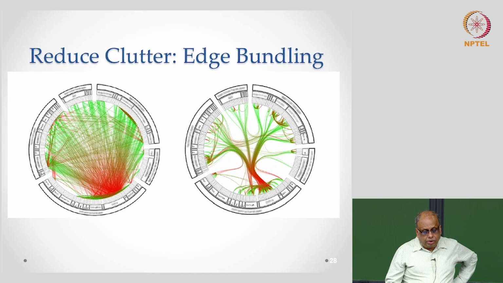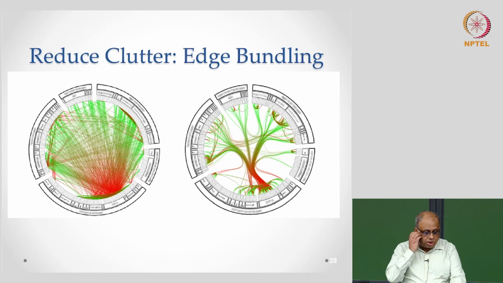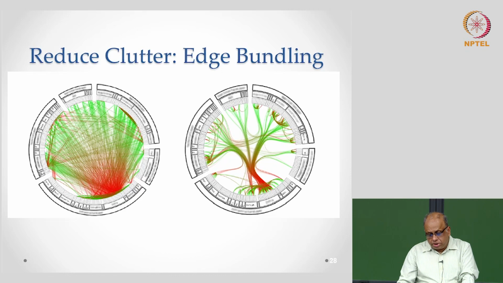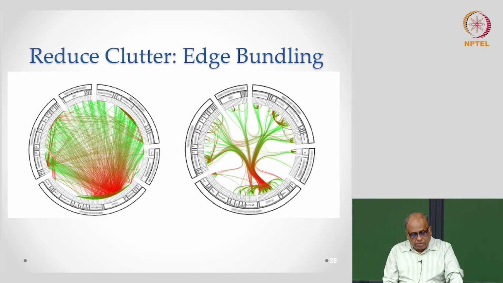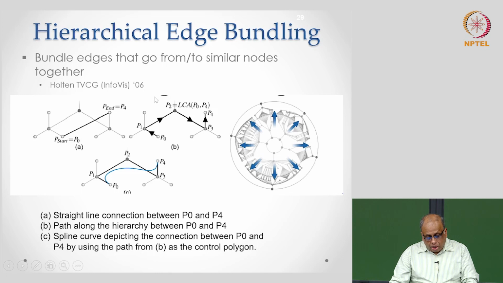We have looked into circular layout before, and one of the problems of circular layout is that there are a lot of edges, because the nodes are placed on the circumference of a circle, and the links connecting all the nodes become very difficult to understand. Therefore you can use a technique like edge bundling to understand it better. What it does is bundle edges to and from similar nodes together.